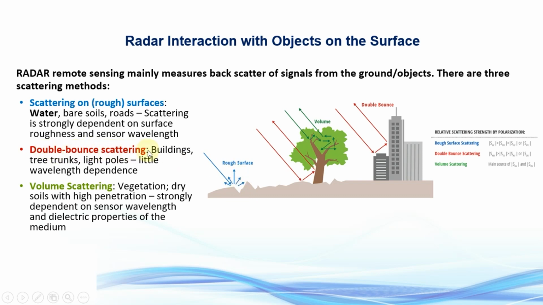Next is the double bounce scattering. It is the kind of scattering when signals bounce off twice, once on the surface and then on another object, usually 90 degrees to the surface, like a tree trunk or buildings. It has very little dependence on the wavelength. The third type is volume scattering. It mostly happens off of vegetation or dry soils with high penetration ability of the signal. It is strongly dependent on the signal wavelength and dielectric properties of the medium.